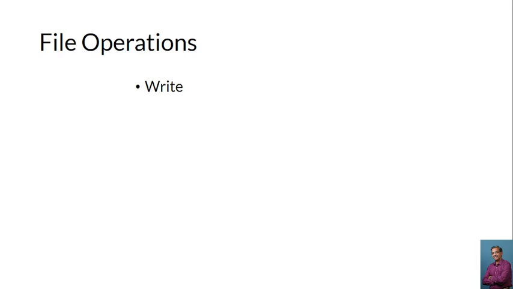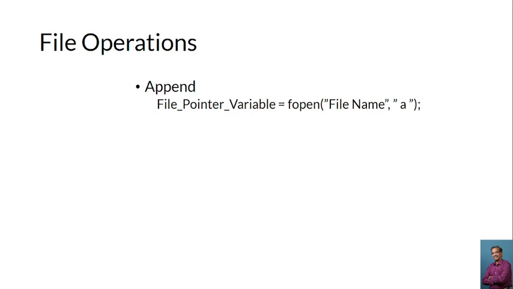Similarly, whenever we want to write data into the file, first of all we have to open the file in write mode. So it is the same: file pointer variable equal to fopen, the file in which we want to write, and then the write mode. Now whenever you want to write data into the file, you write into the pointer variable, and it automatically gets written into the file. Similarly for append, the only difference is we mention a.